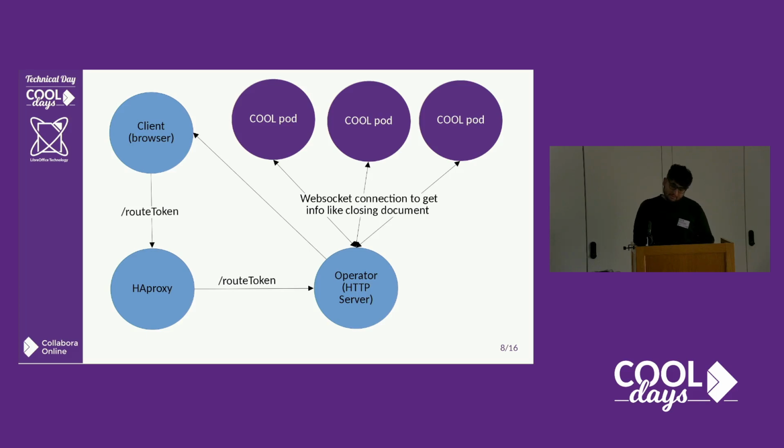So if you see this diagram, the client will send a request to HA proxy, which forwards this to the operator, and we will have the route token of the pod which is least loaded.